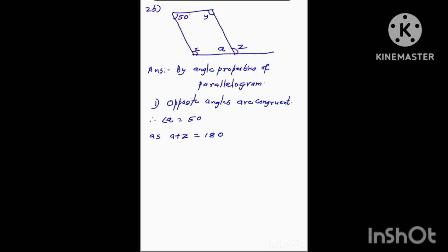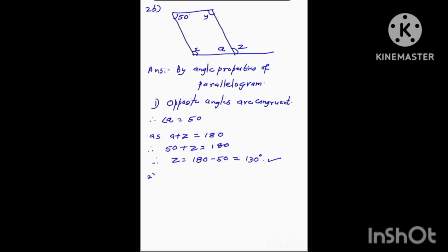Because this A plus z is 180, z is equal to 180 minus 50. Very simple arithmetic calculations. So z equal to 130.